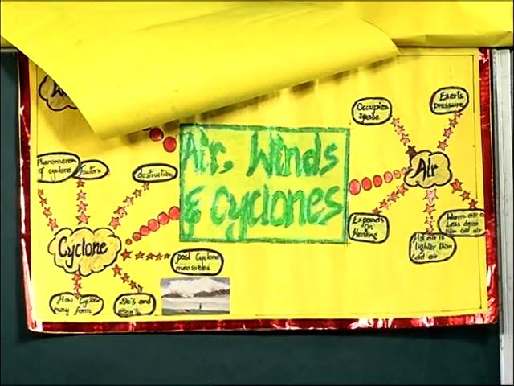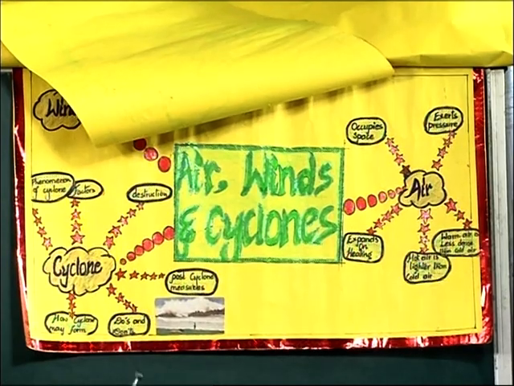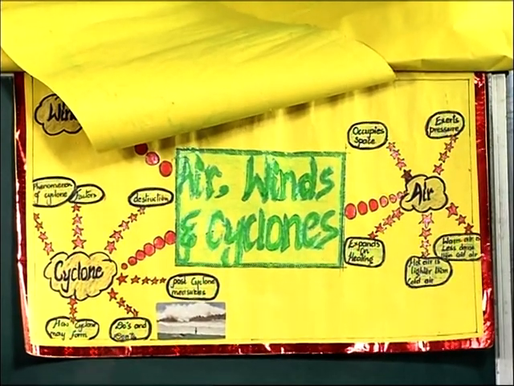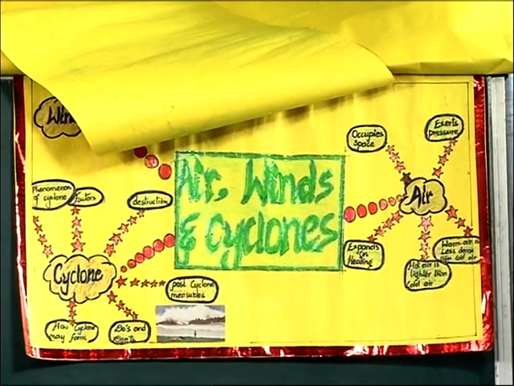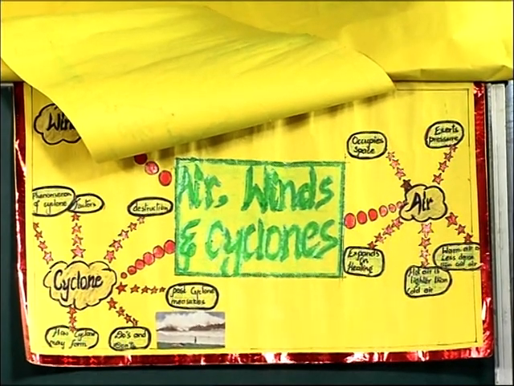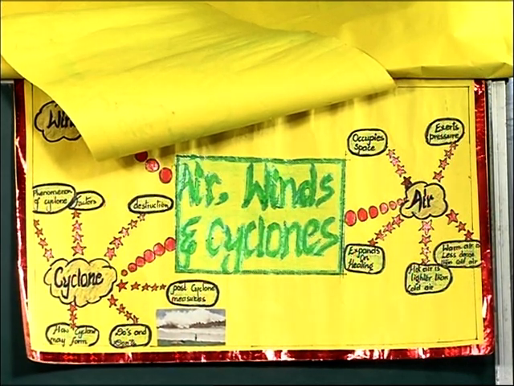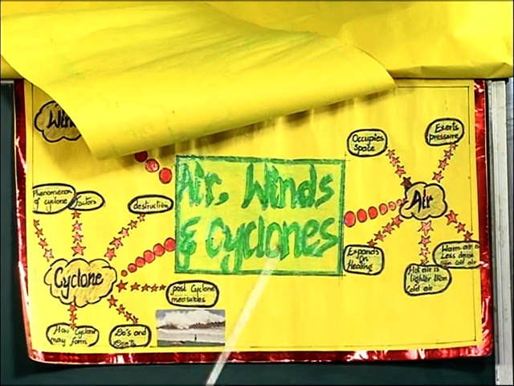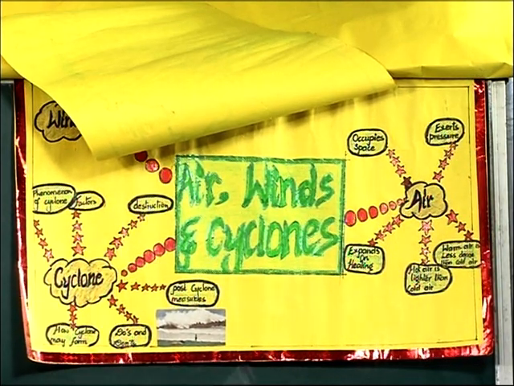Okay, see this: air, winds and cyclones. We learnt about air, winds and cyclones. What is air? Air is a mixture of gases, and we also learnt about wind. What is wind? Moving air is called wind. And what is a cyclone? A violent storm which occurs on earth is called a cyclone. We already learnt about air properties.